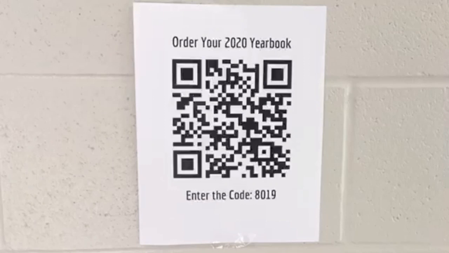Make sure to order this year's yearbook before December 1st so you can get it at a discount. Scan the QR code and type in the code 8019 or find one of the posters around the school to get your yearbook pre-ordered today.